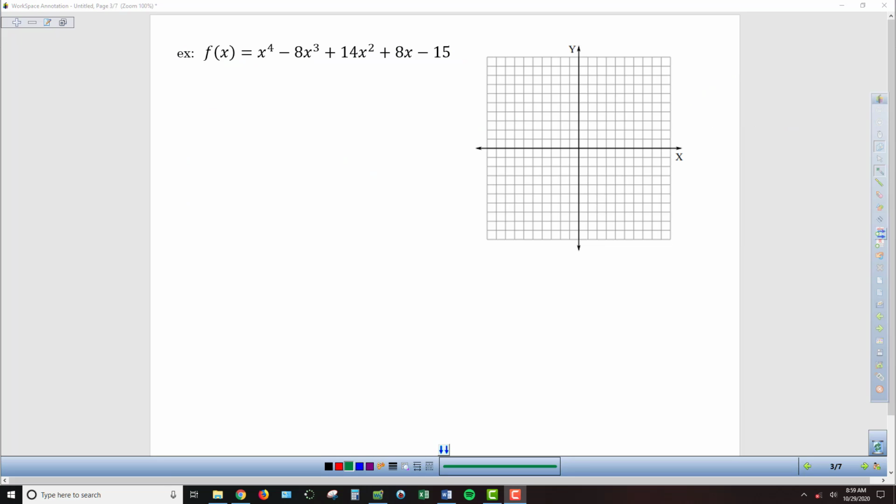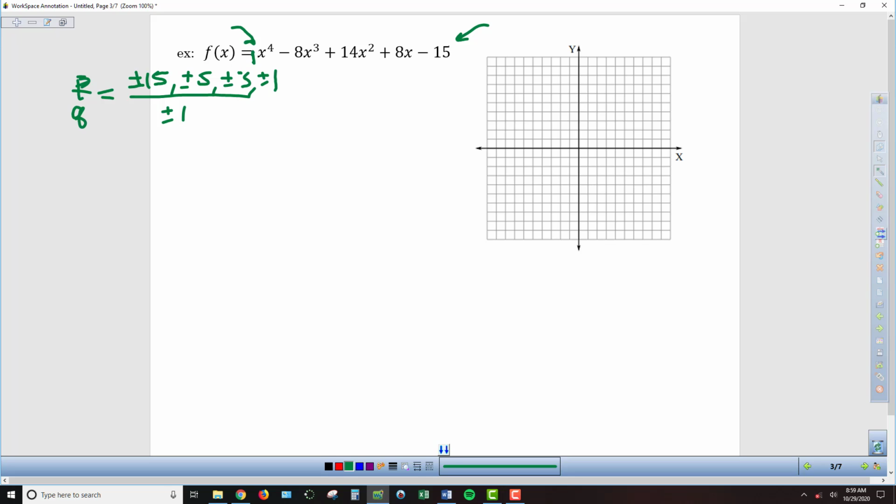So let's put that plan into action with this first example. So again, we have to generate a list of possible rational zeros using our rational zeros test. So that's our P over Q list. So recall that our factors for the top are going to be everything that divides evenly into 15. So we're going to have plus or minus 15, plus or minus 5, plus or minus 3, and plus or minus 1. And then in the bottom, it's the factors of that leading coefficient, so 1, so plus or minus 1.